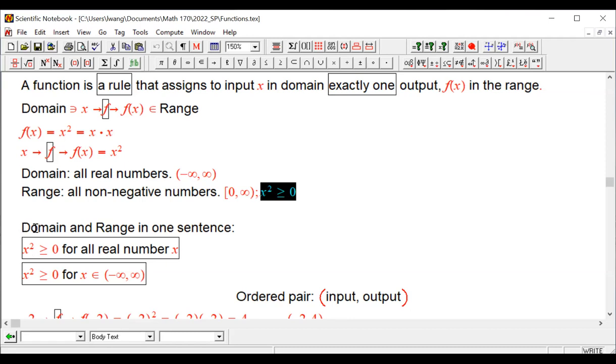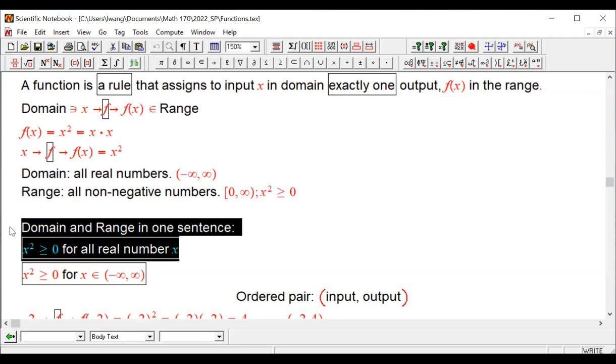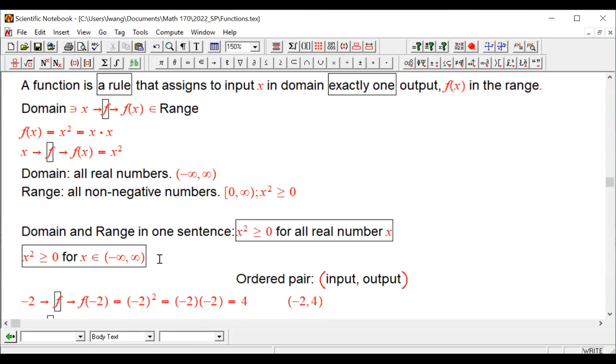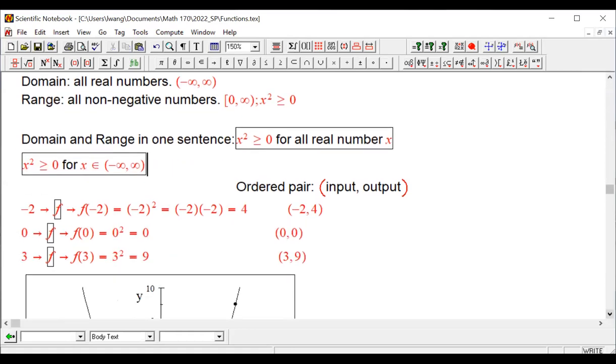So domain and range in one sentence. This is domain and range in one sentence, and this is domain and range in one sentence as well, right? So very, very important.